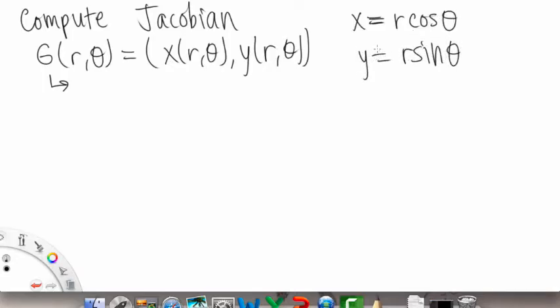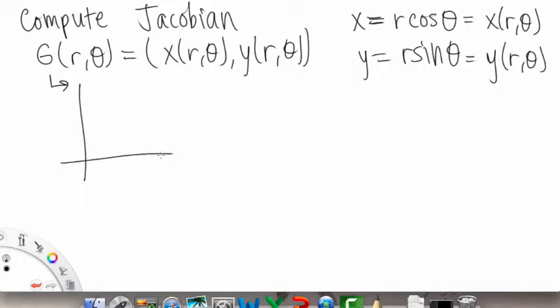See how I could technically rewrite this as x of r and theta, because it's a function which depends on r and theta, and this is the same thing as y of r and theta. Let's just get started computing the Jacobian right away. Well, okay, let me go back. I'll do a little simple drawing here so that you get some more insight as to what we're doing.